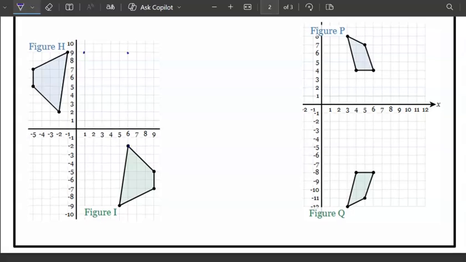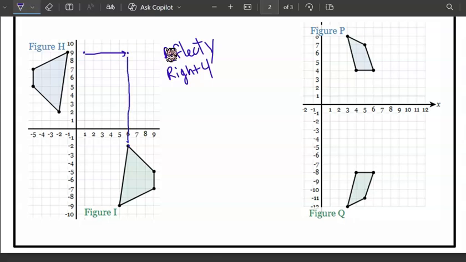All right, so for this next one, from H to I, looks like it reflects across the y-axis. And then it's going to go to the right 4, and then down 11.